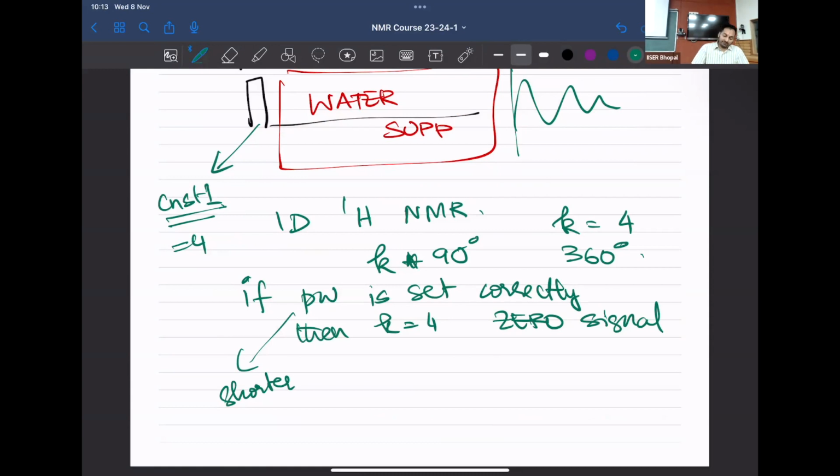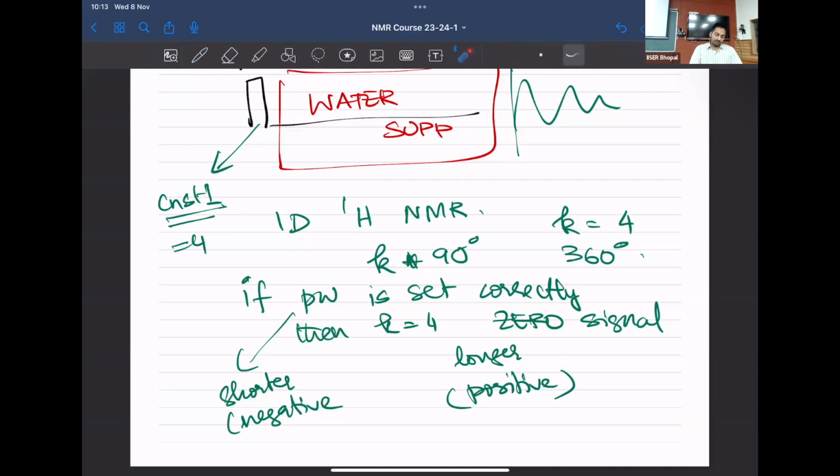On the other hand, if the signal was positive, then that indicates that the initial pulse width that I started with was longer. So doing this experiment, I'll be able to judge whether my pulse width for the 90 is reasonably set or not. If I get a negative signal when I set this constant 1 to 4, that means my pulse width is short, so increase a little bit, right? And then repeat the experiment to see the zero crossing. You have to repeat it until you see a zero crossing.